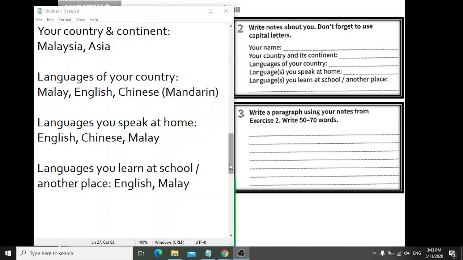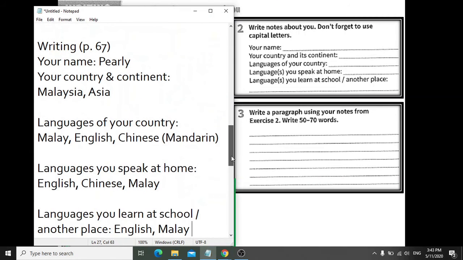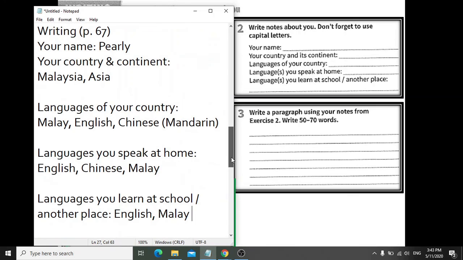Okay, so we're going to fill in the details. I'm going to just put the text here so you can see. So this one is about me. Your answers could be different. Please put your own answers in, right? So I'm just doing a demonstration how you should write this part. So this one is, okay, it should look like this. Your name, your country and continent. Okay, so I know all of us live in Malaysia and our continent is Asia.